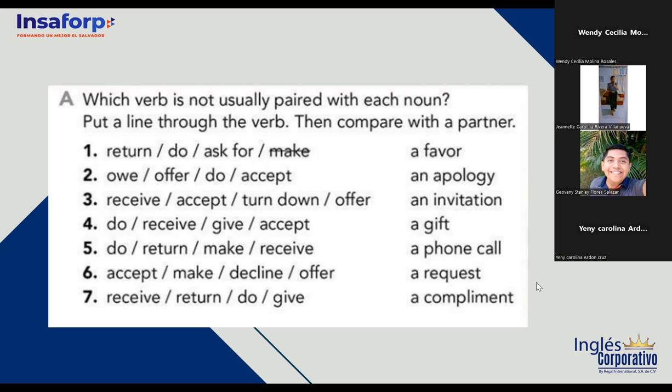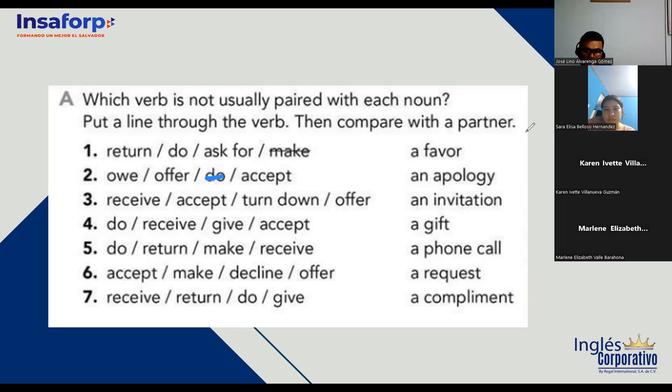Olga? I don't know, teacher. Don't worry, okay? Just give me this one, owe or do? Do. Exactly, very good. So do is incorrect because I can say you owe me an apology. I offer an apology and I accept an apology. But you cannot say I do an apology. Very good, Olga. Thank you so much.